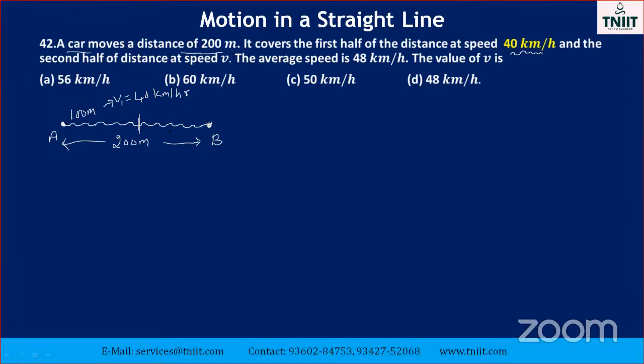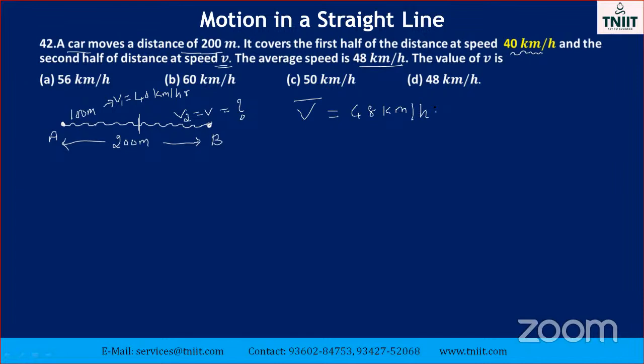Now they are asking you to find the speed with which the second half is traveling. The second half is traveling with speed V, that is V2. They are asking you to find this V. The average speed for this is 48 kilometer per hour.